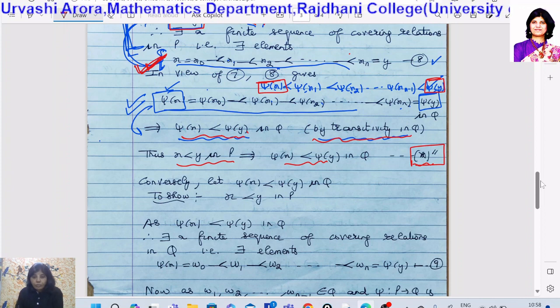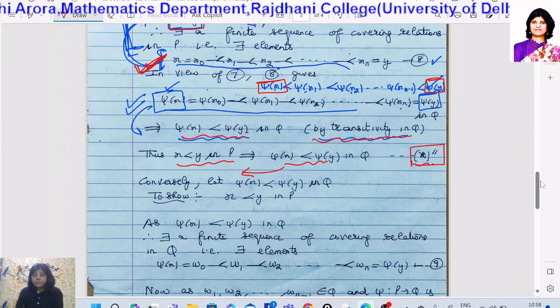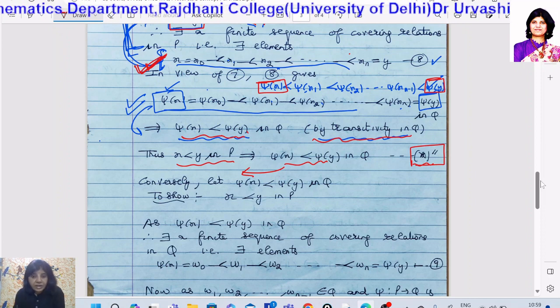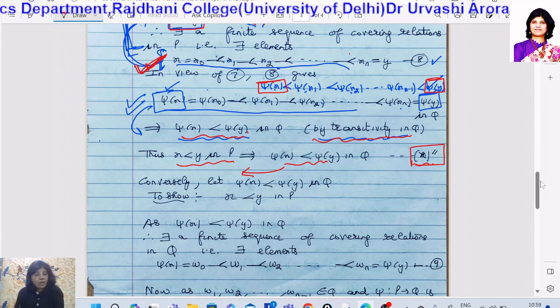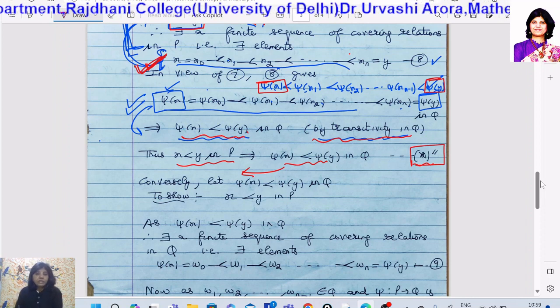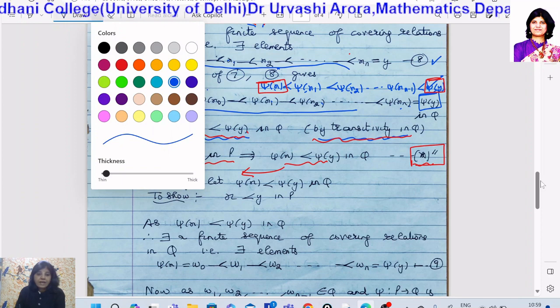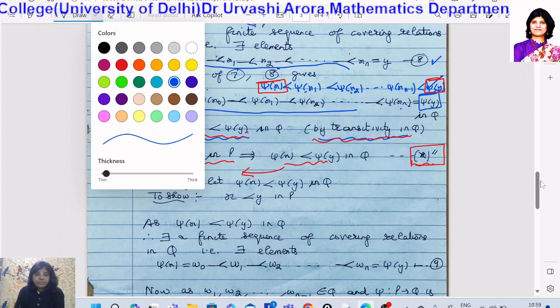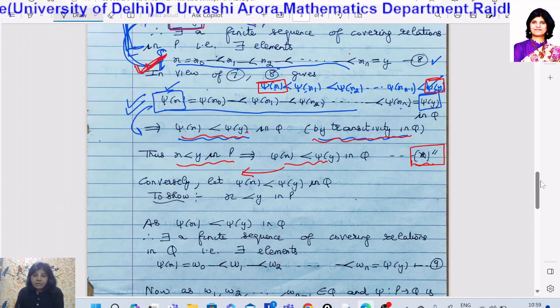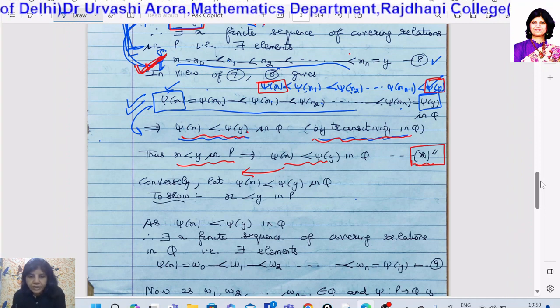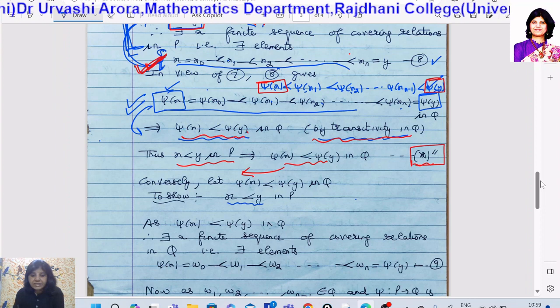Now let me prove the converse part, which means that I am going to assume that the images are strictly related, and I will show that the elements are also strictly related in P. So the converse part I am going to prove now. So let me take the images to be in such a way that psi x is less than psi y in Q. Now what we have to show is that x is less than y in P.